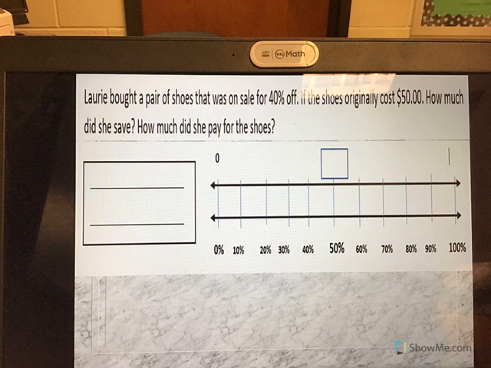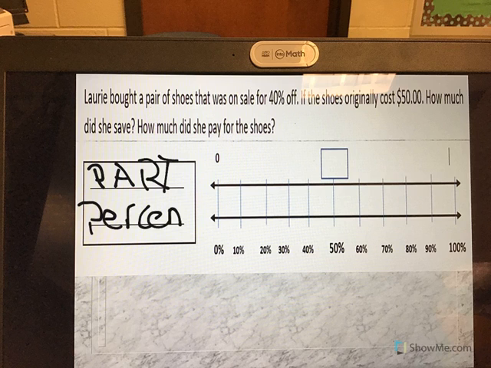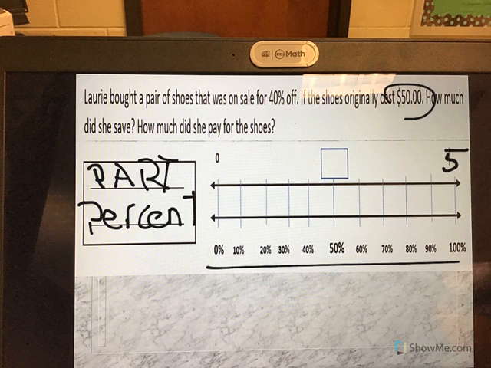Again, as I do the double number line, I want to make sure I fill in what the lines are. So I'm going to put part as the top line there. And I can put percent on the bottom line. Now the percent's already filled in from 1 to 100. So I'm going to find the parts. Well, I know $50 is the 100 right there. I know 50 is half of 100, so that's going to be $25. I know that $5 is the 10%.